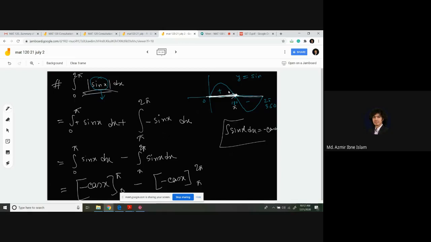But since you have modulus, you can't avoid this one. You have to come up by this way. Don't try by that way. If you have just, suppose, sine x, then you can go by that process. But since we have the modulus sign this time, that is the wrong process.